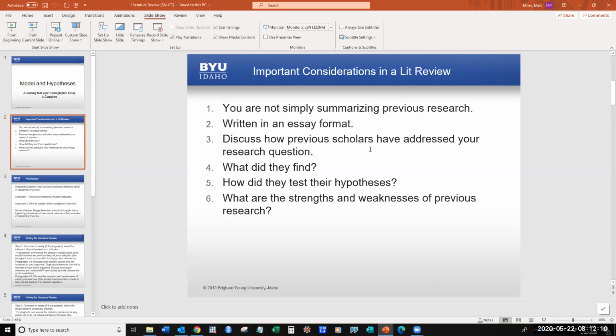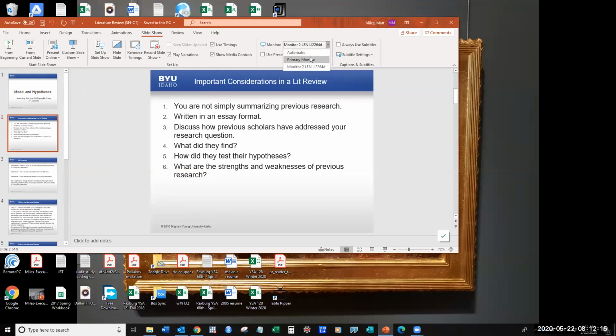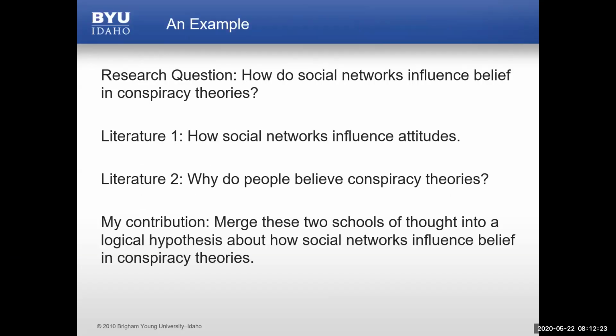Sorry, I'm just going to make this a little bit bigger so it looks easier to see. There you go. So let's say that we're going to do your example. You have this research question about how social networks might influence belief in conspiracy theories. You've got a bunch of research you've done. You've collected some information on literature 1, how social networks influence attitudes. You've got something about why people believe conspiracy theories as your second literature, and then you're going to merge them together. So I'll show you how you do it.